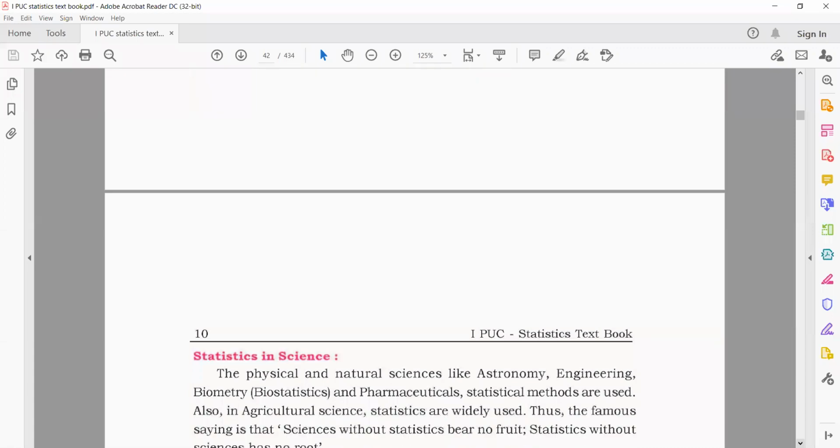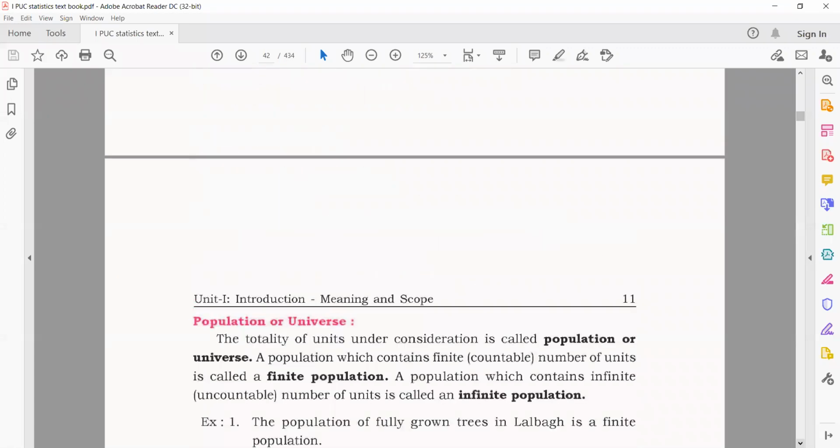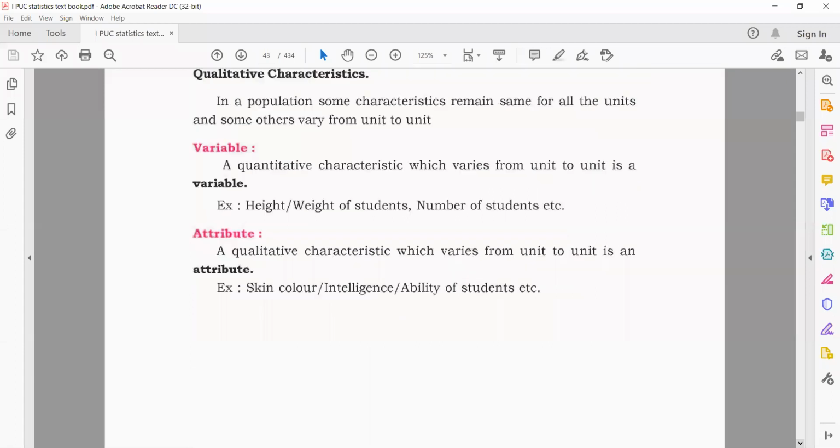Now we'll look into some data and the data presentation techniques.